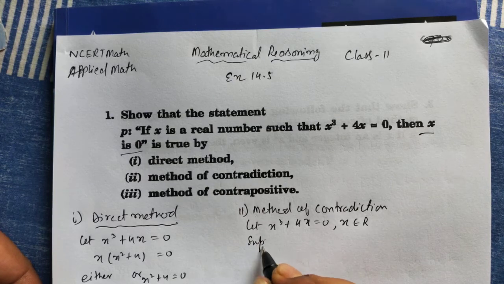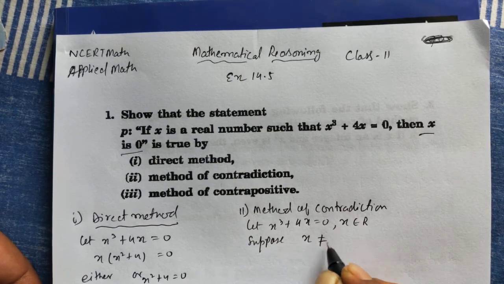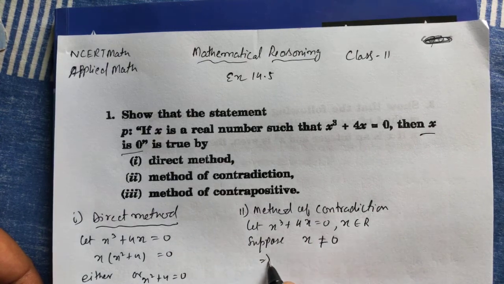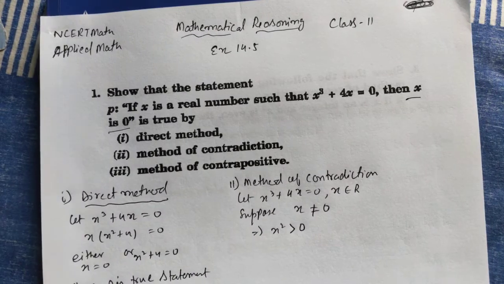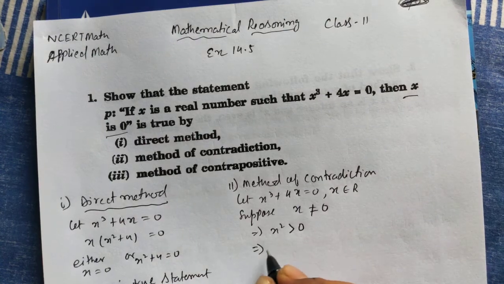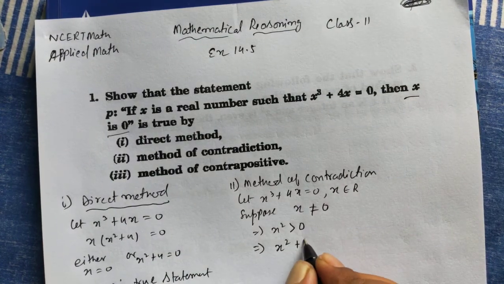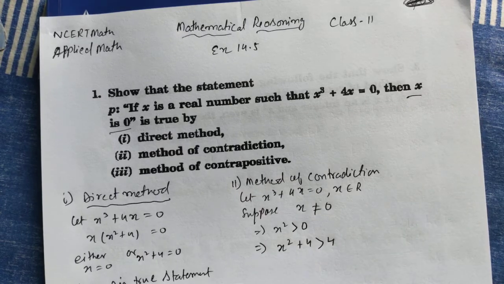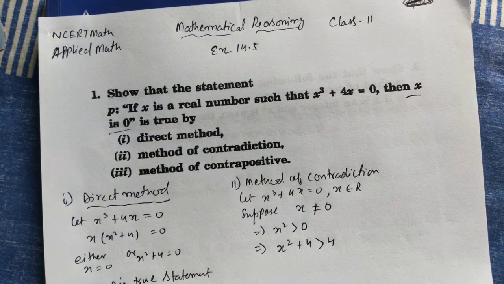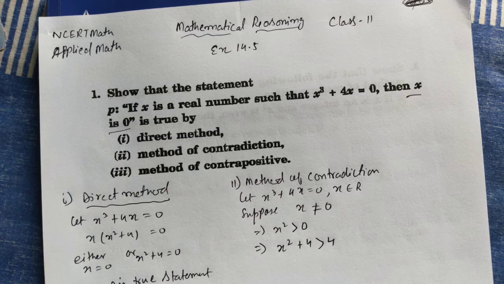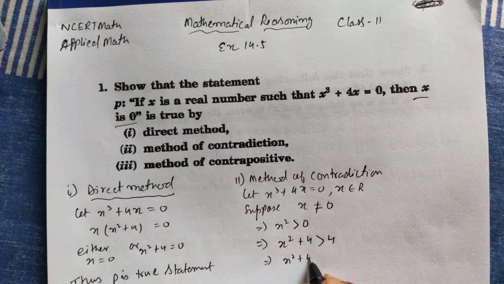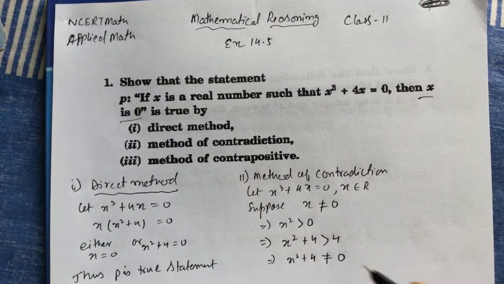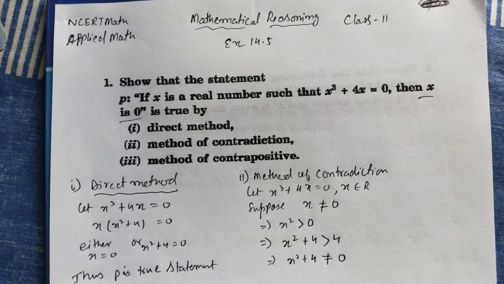Suppose x is not equal to 0, then what happened? That means x square must be greater than 0. If x is not 0, the square number will always be greater than 0. Implies what? x squared plus 4 must be greater than 4, I'm adding 4 on both sides. That means x squared plus 4 can never be equal to 0. It's greater than 4 but cannot be 0.